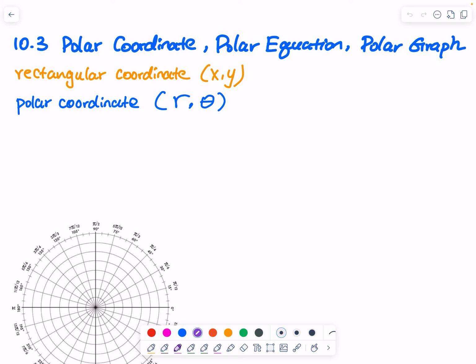For polar coordinate, we have r comma theta. What is r and theta? So let's draw this really quick. This looks like what was called the x-axis and the origin, right? This one I also use the word origin, but we call this a pole, and this is a polar axis. And then we will rotate this polar axis some degree. So let's say right there, and then I call this theta.